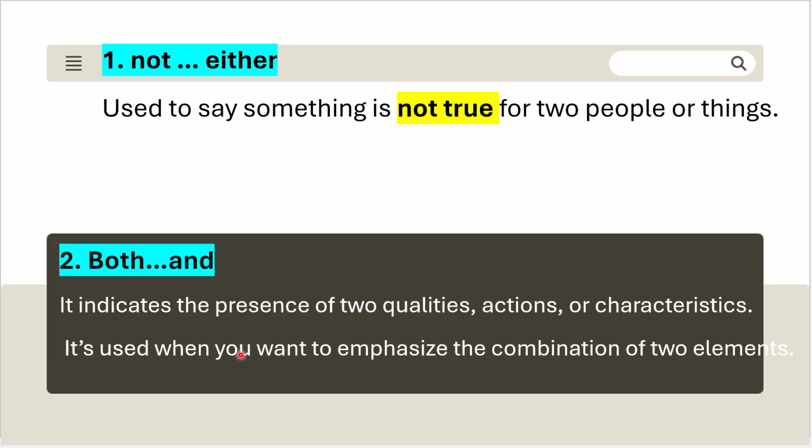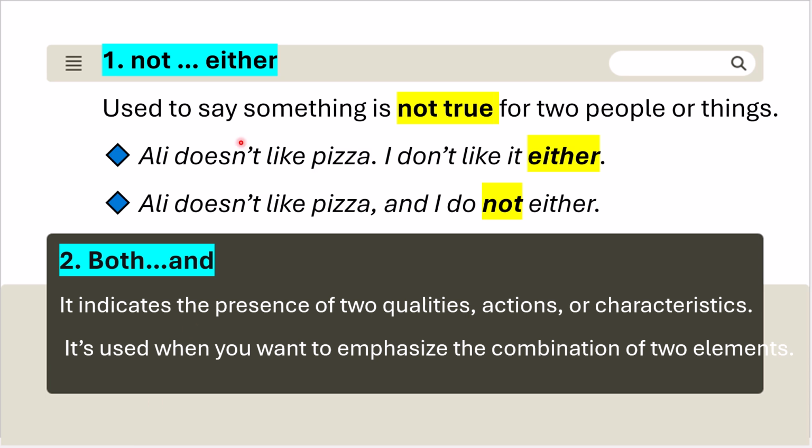Again, we'll look quickly at these conjunctions. The first one, not or either. So how we can use it to say something is not true for two people or things. Ali doesn't like pizza. I don't like it either. Someone doesn't like it and you also don't like it. So what we can say, Ali doesn't like pizza. I don't like it either. Ali doesn't like pizza and I do not either. Okay, so this is one way we can use the word not and either.